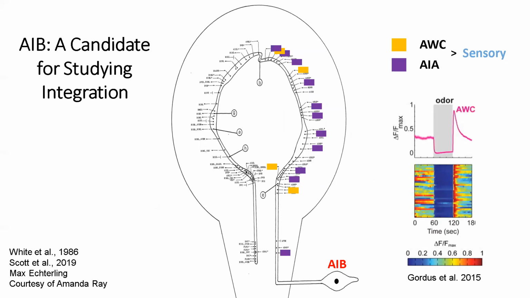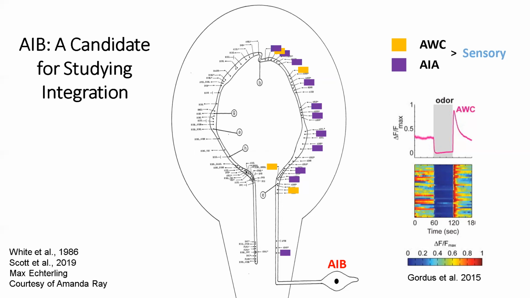We have a candidate neuron called AIB that we noticed had a lot of inputs clustered on one side of the neuron. This indicates it could be a good candidate for sensory integration, specifically the nonlinear type. What's good about the sensory inputs onto AIB is that we also have a way of stimulating them in a controlled setting. On the right here, we have yellow for AWC and purple for AIA.